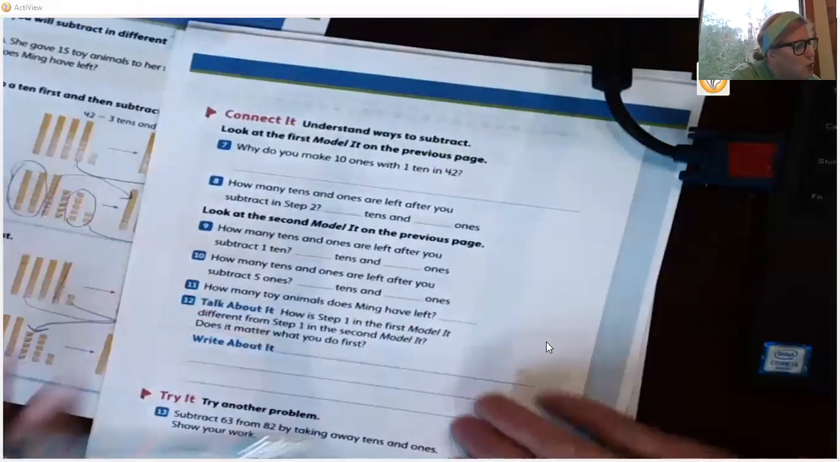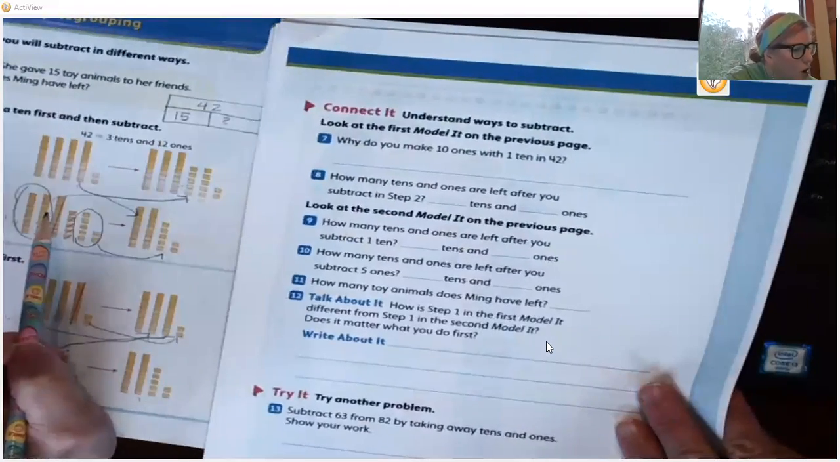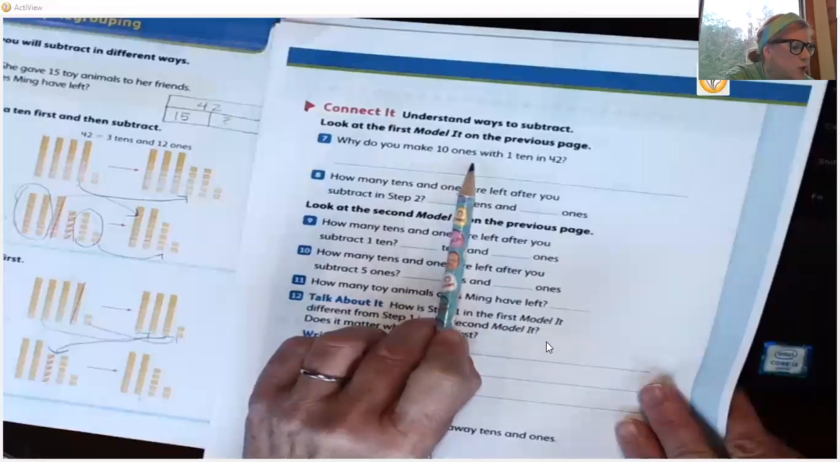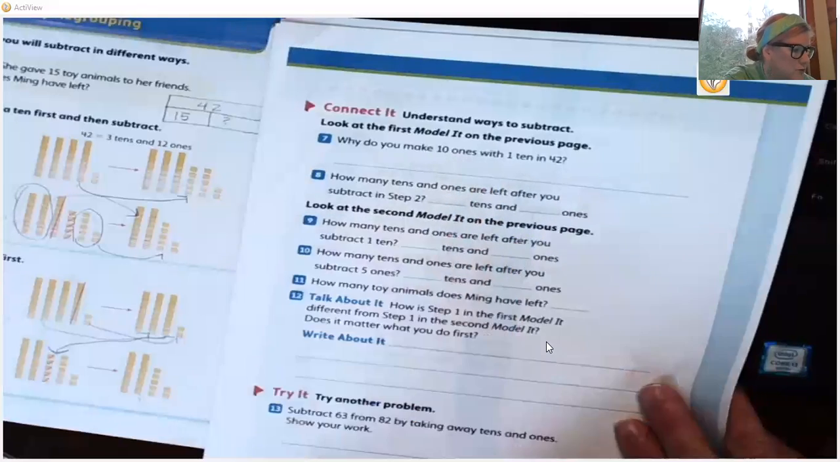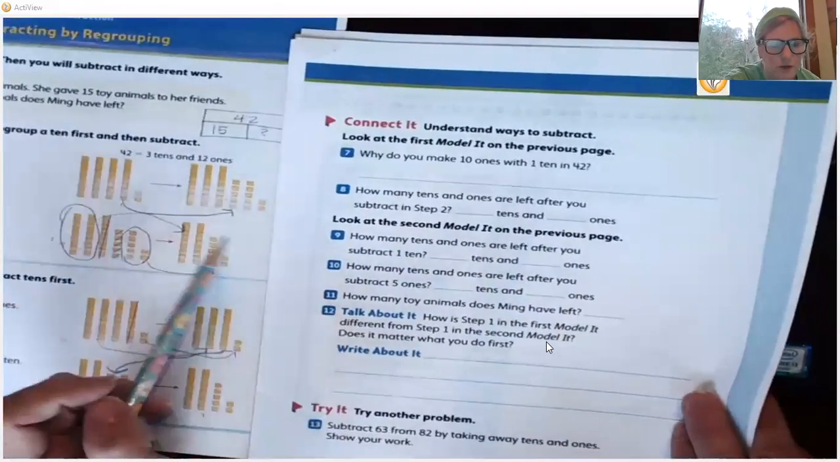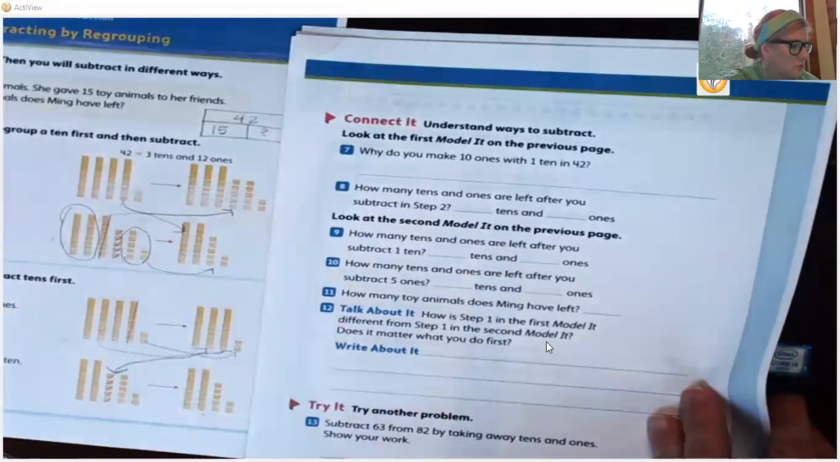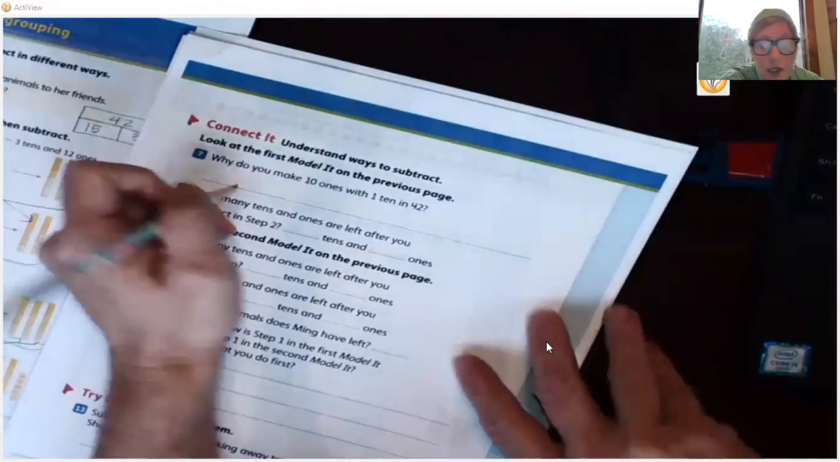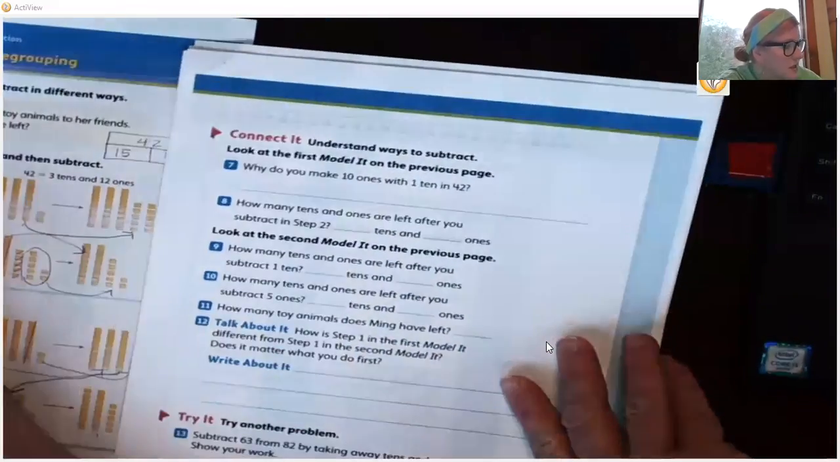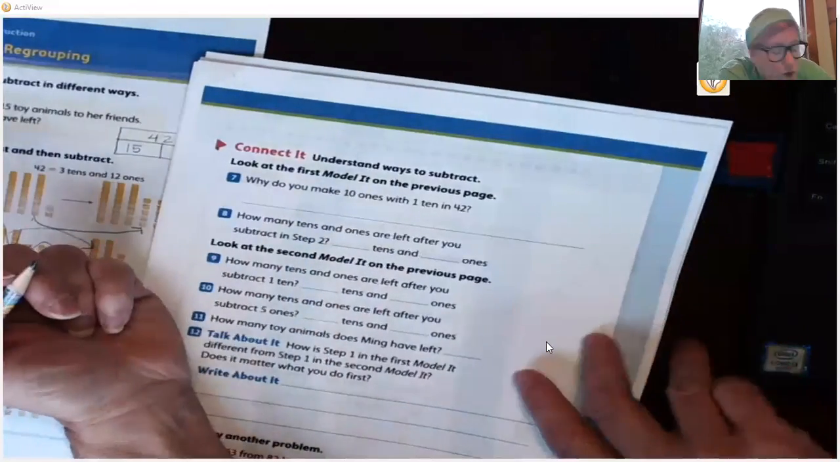All right, so we're going to turn to the next page, to page 75 that goes with it. So it says, understanding ways to subtract. Look at the first model. Why do you make 10 ones with 1 ten in 42? Why are you going to do that? Why are you going to turn the 10 into 10 ones? Well, because you need 5 ones to take 15 away, to take the 5 away, and you don't have enough, do you?